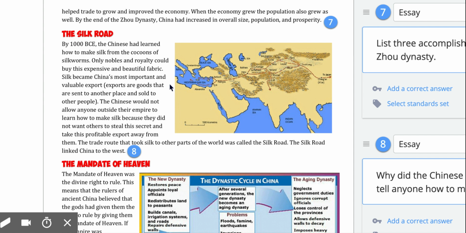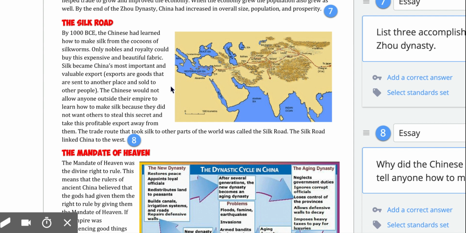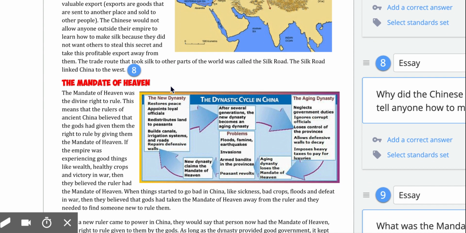The Chinese would not allow anyone outside their empire to learn how to make silk because they did not want others to steal this secret and take this profitable export away from them. The trade route that took silk to other parts of the world was called the Silk Road. The Silk Road linked China to the West.